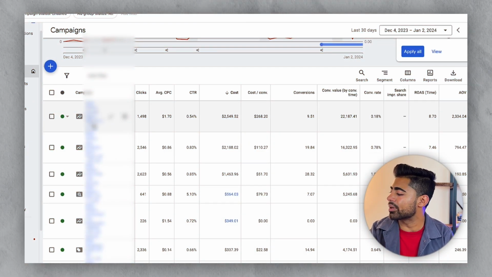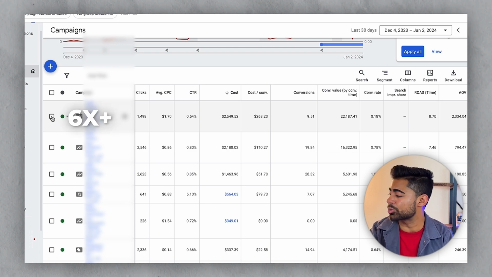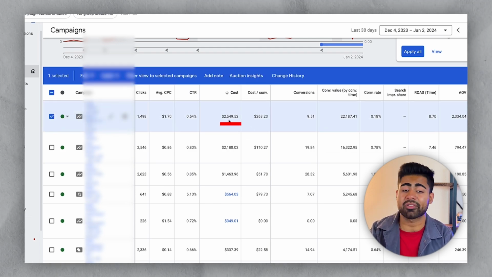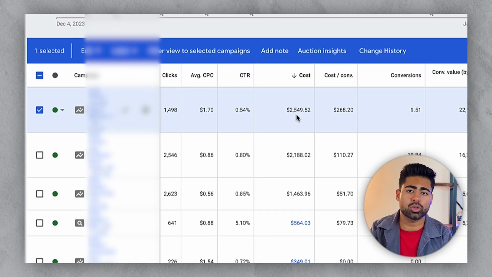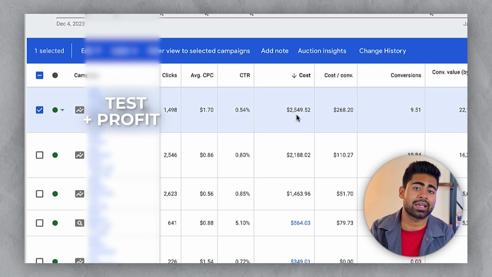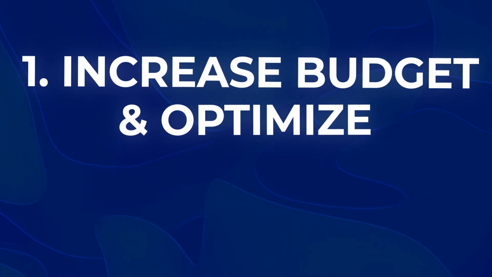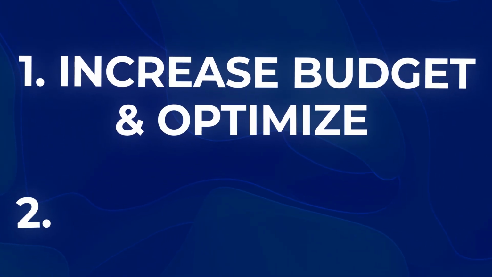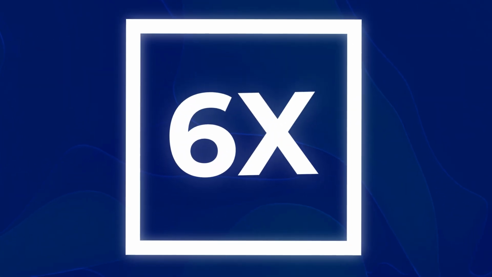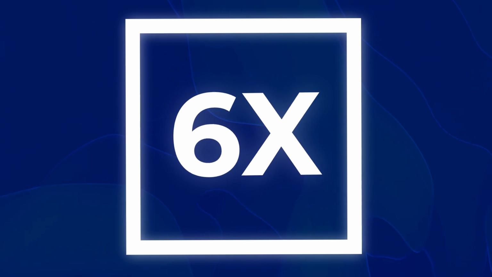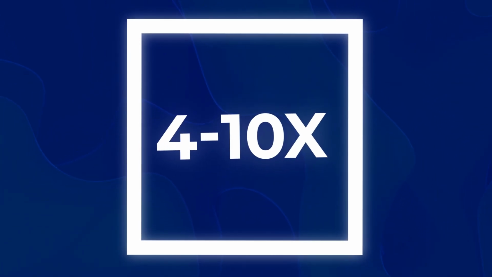For example, if you have a break-even ROAS of a 6x campaign that's doing really well, it's spending the most amount of money, you can transition this into a testing and a profitability and scaling campaign by number one, increasing the budget and also optimizing the campaign regularly, but also number two, improving the margin. So going from just break-even ROAS of 6x to maybe also accepting products in here which are a break-even ROAS of a 4x all the way up to a 10x.